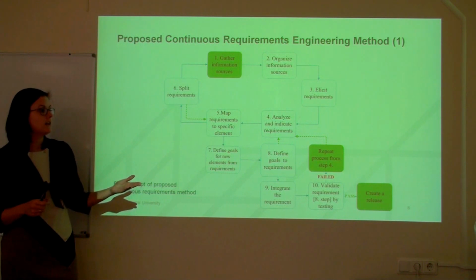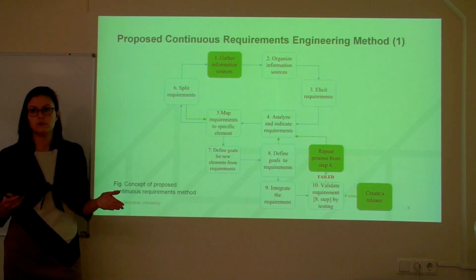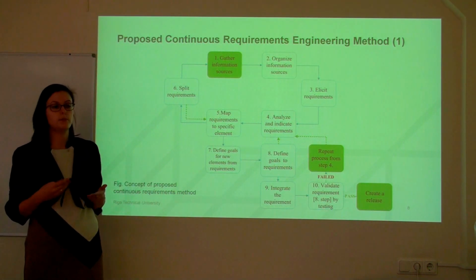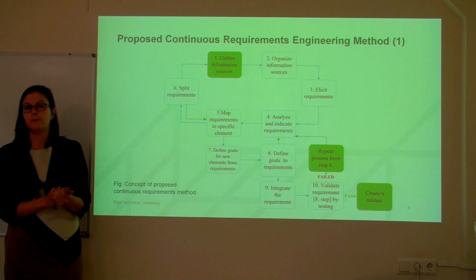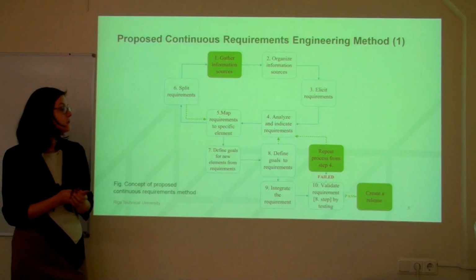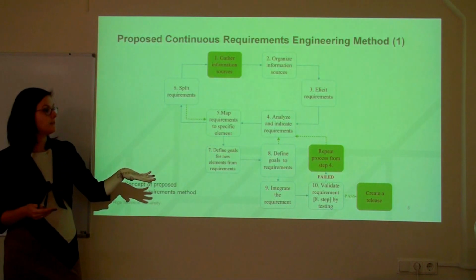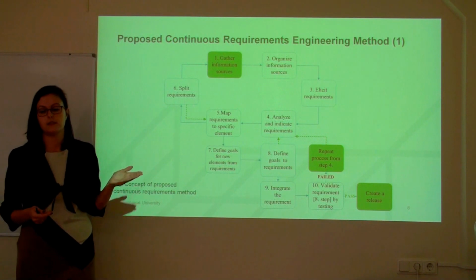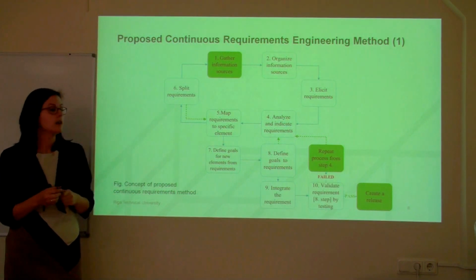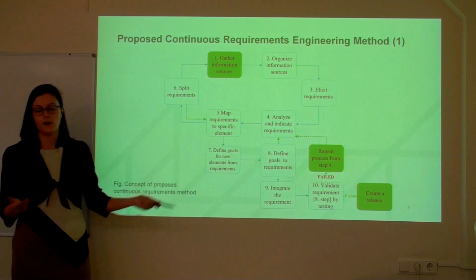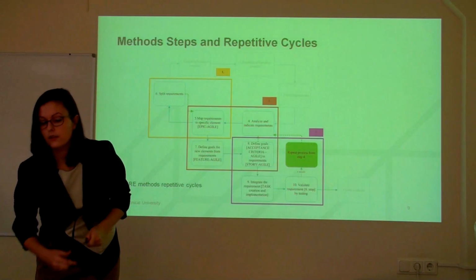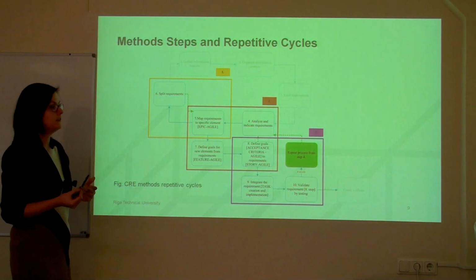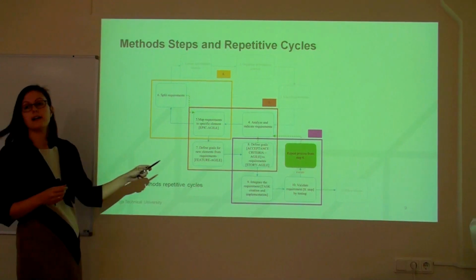The validation shows that there can be 2 outcomes. It's good, it's passed. Then we go on to create a release. We can put this requirement in the release, which will be published for use. Or it failed. Then we repeat the process from step 4, from analyzing and indicating the requirement, and go through the process until we come up with a validation pass. So about the continuity in this method: it should be continued, and you can see there are 3 cycles.